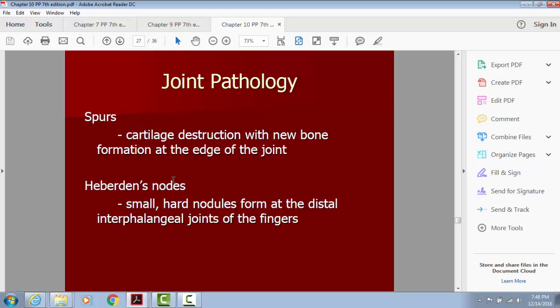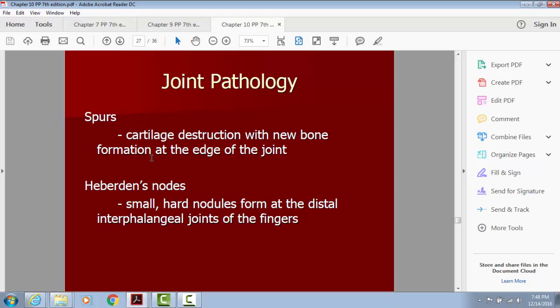Joint pathology that we see, spurs are common. Spurs occur where there's cartilage destruction and new bone formation occurs at the edge of the joint. So we see spurs, typically we think of heel spurs for patients, but spurs can also occur in the cervical spine. They can occur in the shoulders, in the rotator cuff. They can occur in the knees. So a lot of different places. And so basically new bone, or almost like a little tooth, starts to grow. And so you can imagine that these are extremely painful for patients.